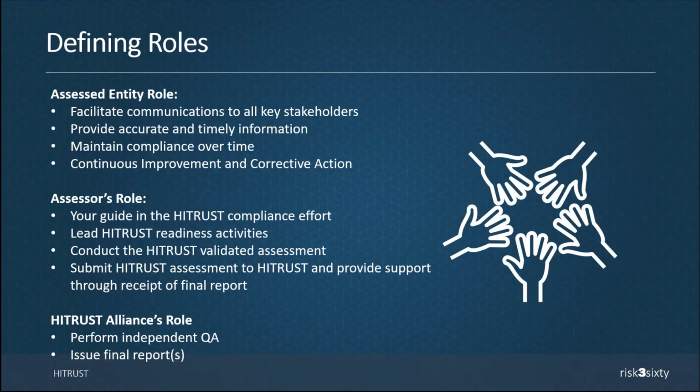So first thing to know is for HITRUST, it's actually a three-party system, which is a little bit different from what you might expect in a traditional audit. So in a traditional audit, there's really 2 parties that are involved. It's going to be the entity being assessed and then the assessor. HITRUST adds in a third party here, which is actually the HITRUST Alliance themselves.